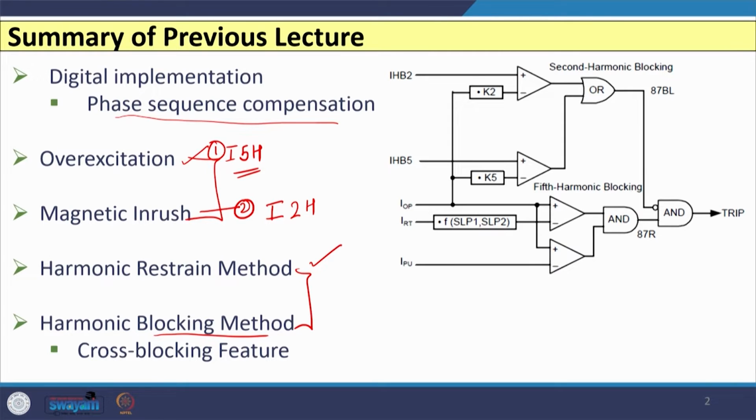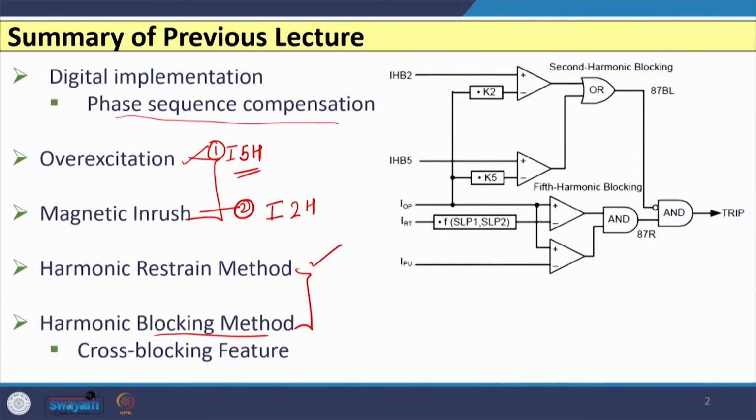And in the harmonic blocking method we have also discussed 2 out of 3 blocking, 1 out of 3 blocking, or the averaging method. Finally we obtain that in certain conditions, like when a sympathetic inrush condition is there, there is a fair chance that in one of the phases the harmonic content may not exceed the predetermined threshold value. In that case also we need to block the operation of the relay, and for that we have seen that most utilities and manufacturers suggest the 1 out of 3 blocking method.